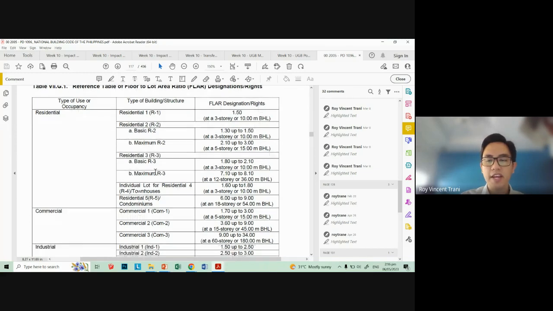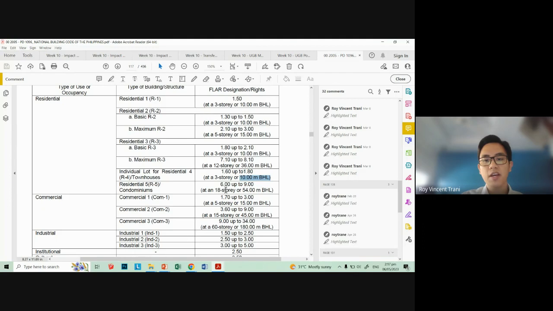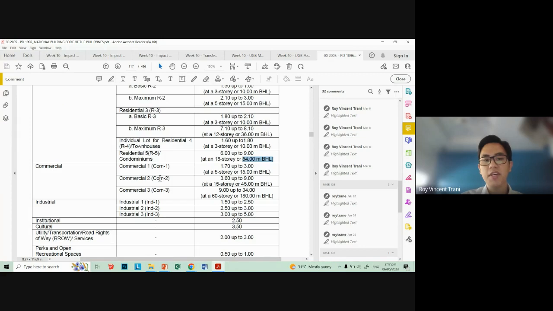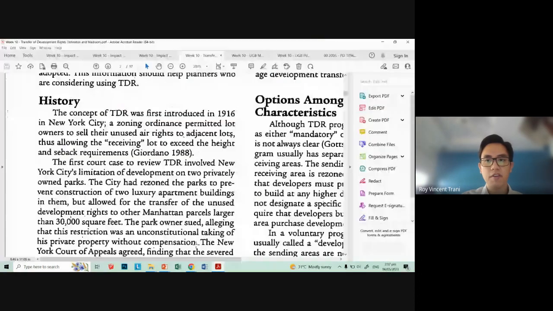Then as you go to more dense developments, R3 goes up to 36. Maximum R3 is 36. R4 is specifically for townhouses and small residential developments. That's why building height is still at 10. But R5, condominiums and apartments, goes up to 18 stories or 54 meters building height. And then the same thing can be seen in commercial areas 1, 2, and 3, where it goes up from 15 to 45 to 180 meters respectively, etc. So that's the idea behind the transfer of development rights.